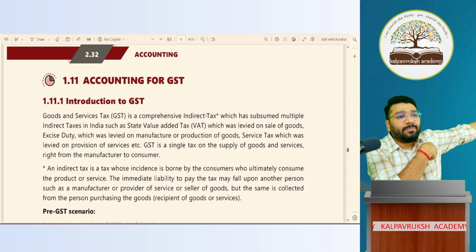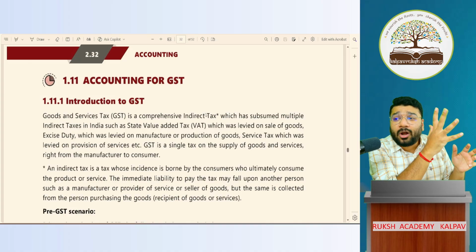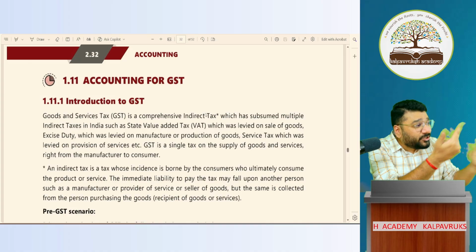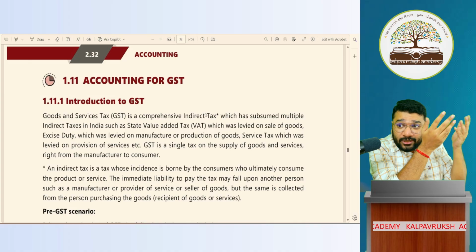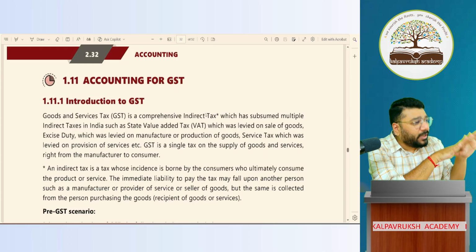Because this is required, people. This is very much essential for us to understand accounting. Because today, no accounts are without GST. There is no business today without GST. So you have to know accounting for GST very importantly. Okay?